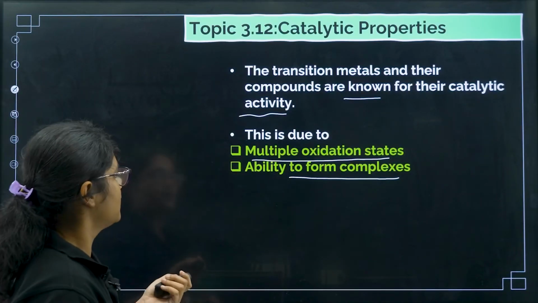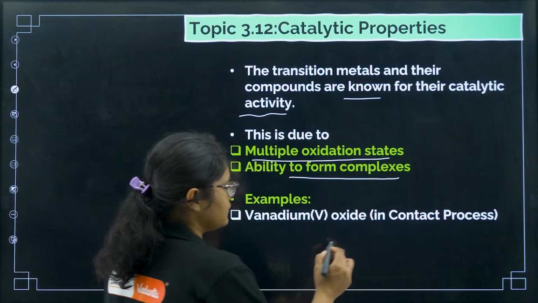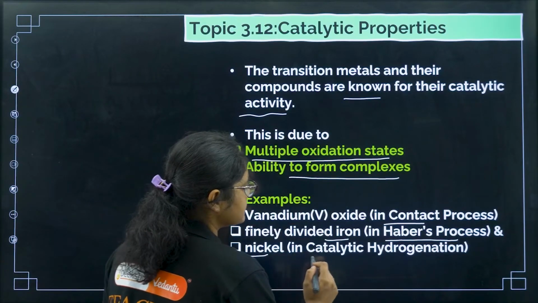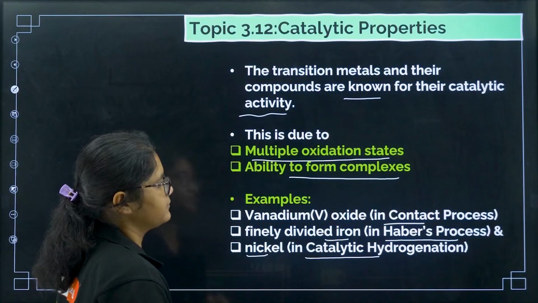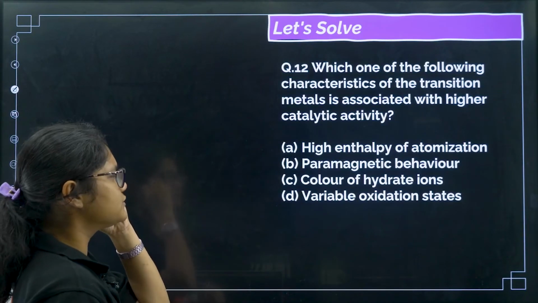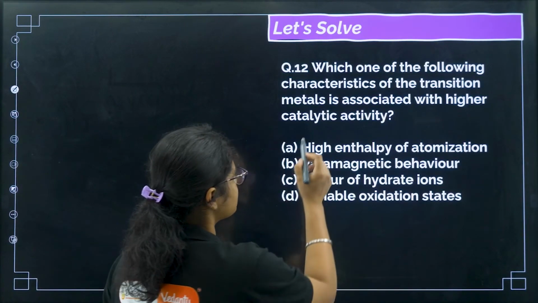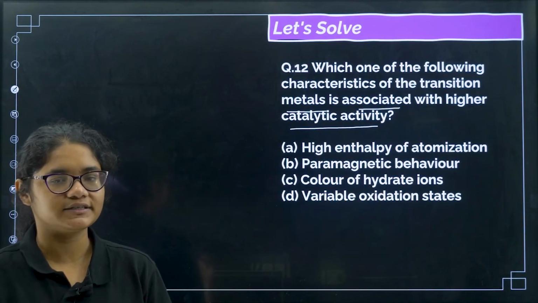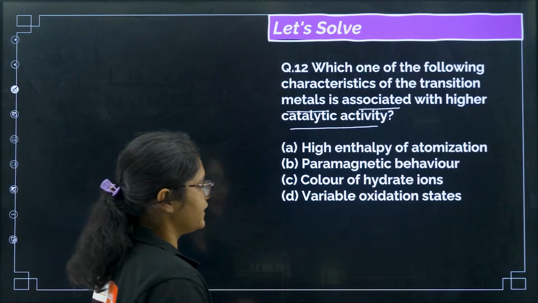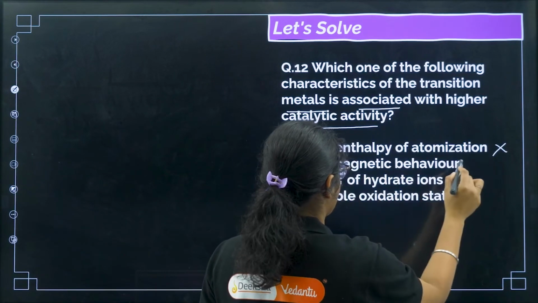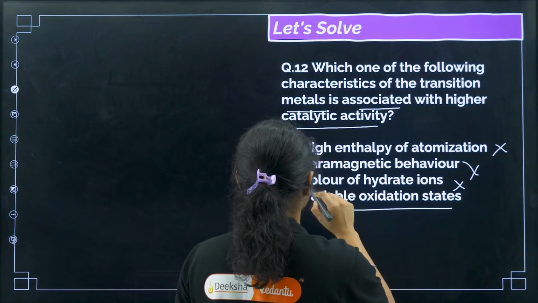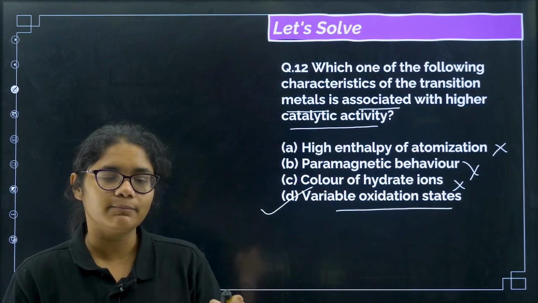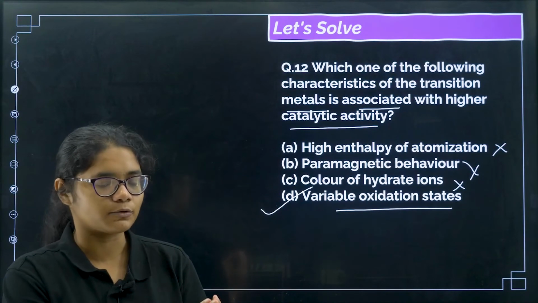Examples: vanadium oxide is used in the contact process, finely divided iron is used in Haber's process, and nickel is used in the catalytic hydrogenation reaction. Now let us do some questions. Which one of the following characteristics of the transition metal is associated with higher catalytic activity? Just now we discussed multiple oxidation states and ability to form complexes. So high enthalpy, no; paramagnetic, no; color, no; variable oxidation states, yes. See how from just the theoretical part we can answer such questions. So it's very important: make a proper short note of all these properties and learn it.